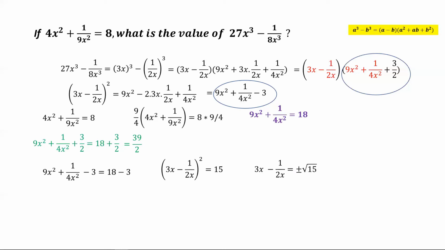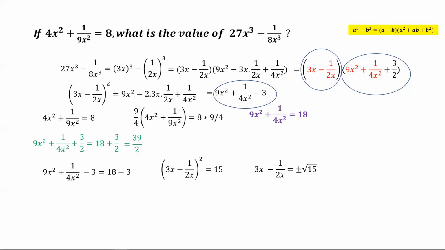So from this, we have 3x minus 1 by 2x equal to plus minus root over 15. Here, don't forget to include the negative sign as well, because the square root could be both positive or negative, and we are not told one way or the other, so we have to include both plus and minus. So this is the first term in the product.